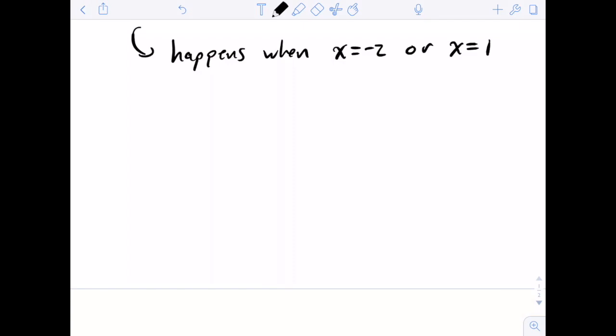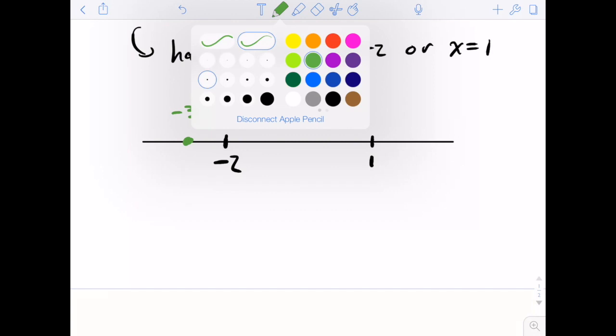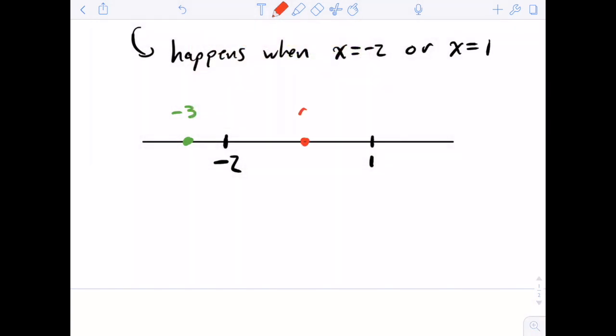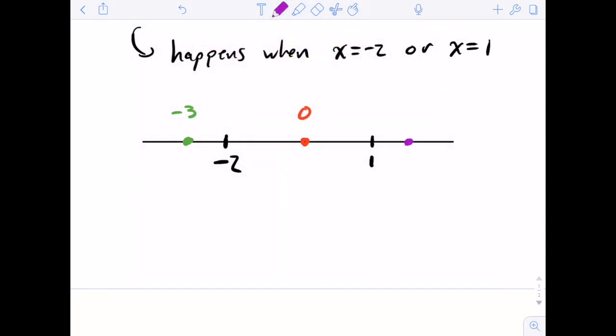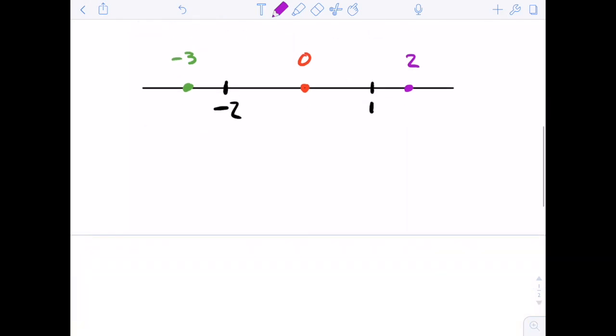So then the next part, remember from class, is we plot these on the number line. So we'll draw a little number line here. We'll go, okay, well, we've got -2 there, and we've got 1 there. Then we pick some test points. So the test points we'll pick, say, -3 to the left of -2. Then we'll pick maybe 0 in between -2 and 1. And then we'll pick, say, 2 to the right of 1, okay?